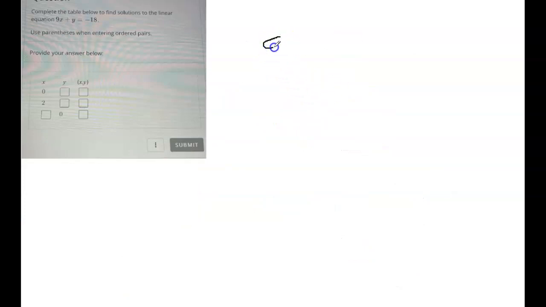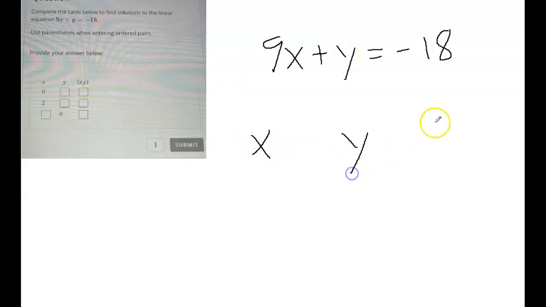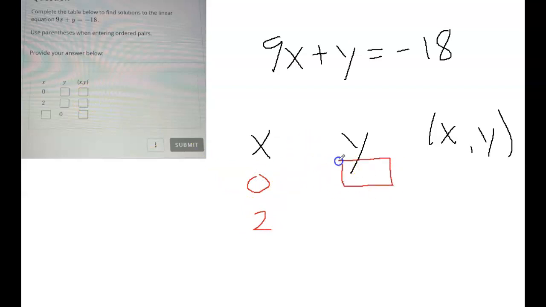This question's the same idea. It gives you the equation of a line here, and it has a little table set up. The x, the y, and then what is the xy coordinate. So first, right here under the x there's a 0, and then there's a 2, and we have blank boxes here for y. What it's saying is plug a 0 in for x, see what y would be.